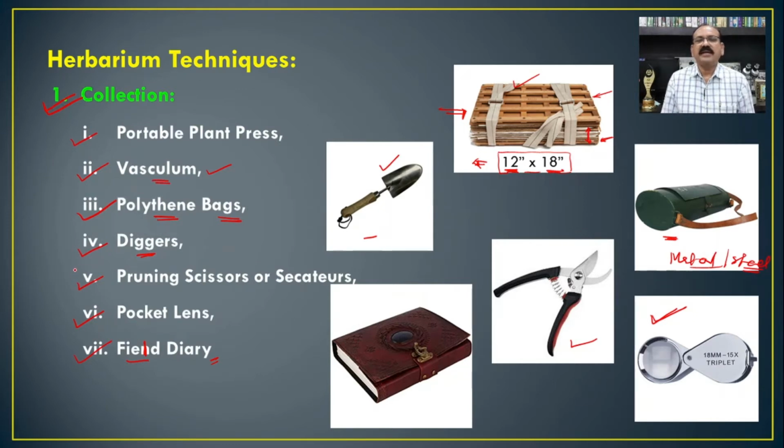It is good that we press the plants in the field, but many times if we are focused on the collection, at that time it is not possible to collect the plant and press at the same time in the field. In such a situation, we have to keep them in the vasculum or polythene bags, and later on after the collection we can press them with the help of a plant press.